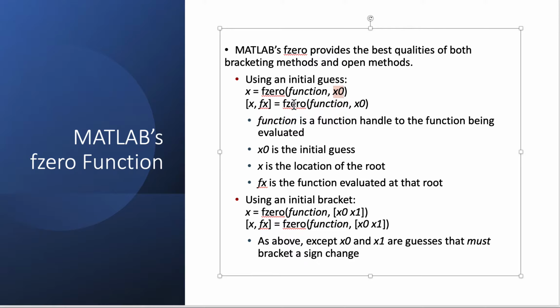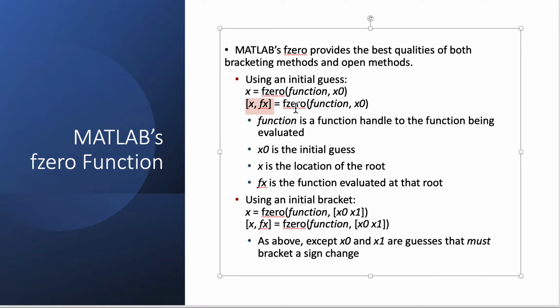You can request that it outputs just one output, in which case this will be the value of the root, or you can request that it outputs two outputs, in which case it gives you the value of the root as well as the function evaluated at that root, and that way you can check that it is indeed zero or very, very close to zero, right? So this would use one of these open methods that we discussed.